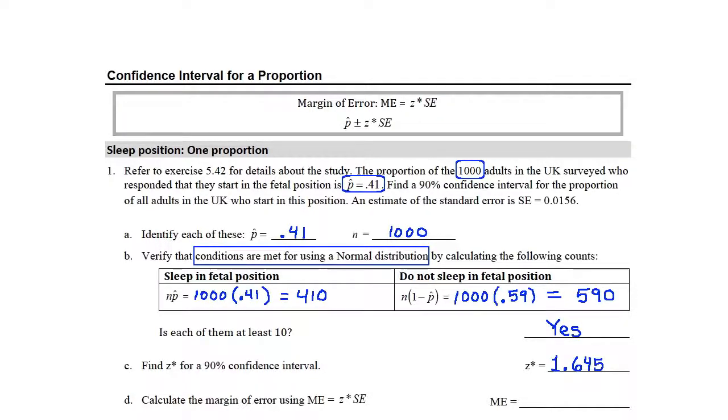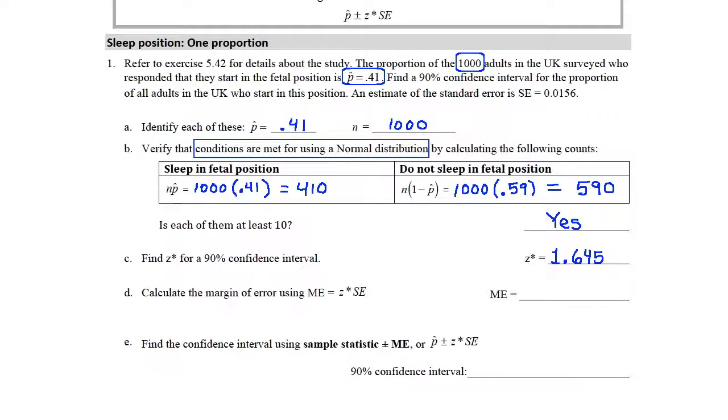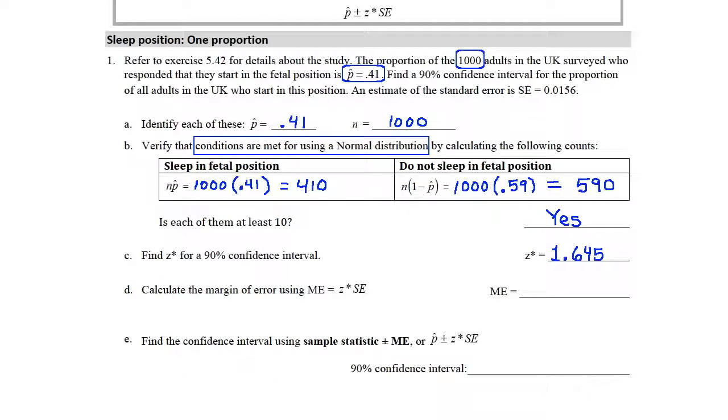Now the point of that Z star is that it takes the place of the 2 that we got used to back in chapter 3. We are now saying that the margin of error, instead of being 2 times the standard error, it's Z star times the standard error, where Z star is usually pretty close to 2, but it varies according to the confidence level. So in this case, we've got 1.645 as our Z star, and we're multiplying that by the standard error estimate that we are given, 0.0156.